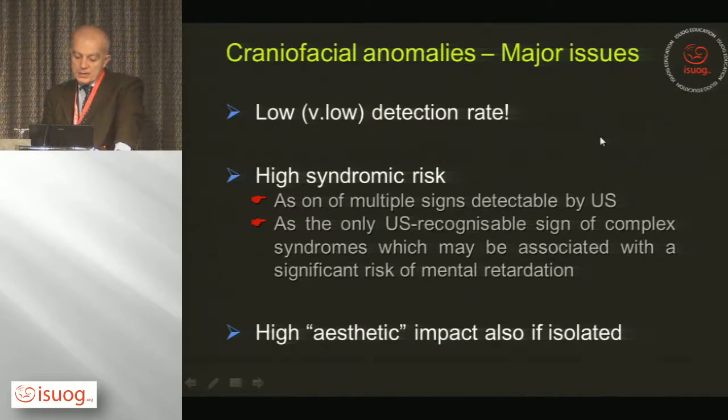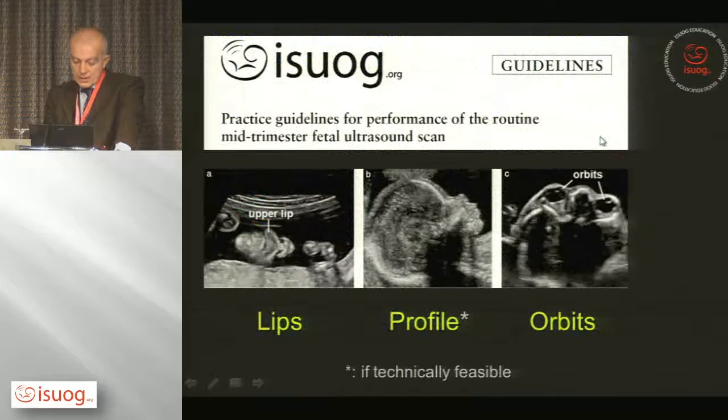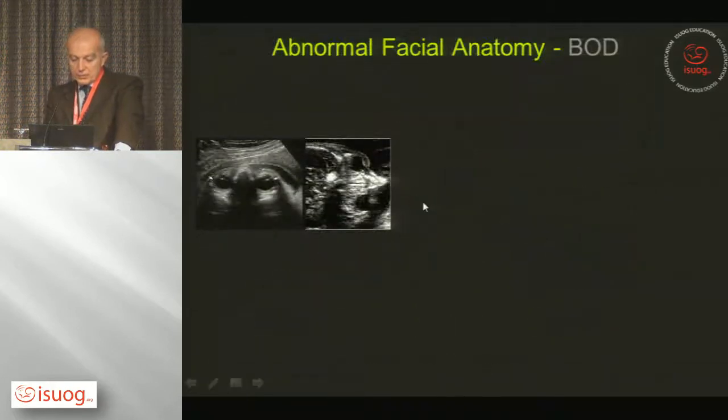Let's think about, for example, microphthalmia. If we stick to our guidelines, you are bound to see the tangential view of the lips, the orbits, and, if feasible, the mid-sagittal view of the profile. So first, let's talk screening-wise. We try to see what kind of abnormalities we may suspect by using these two views, and then we will expand on the expert evaluation of the fetal face.